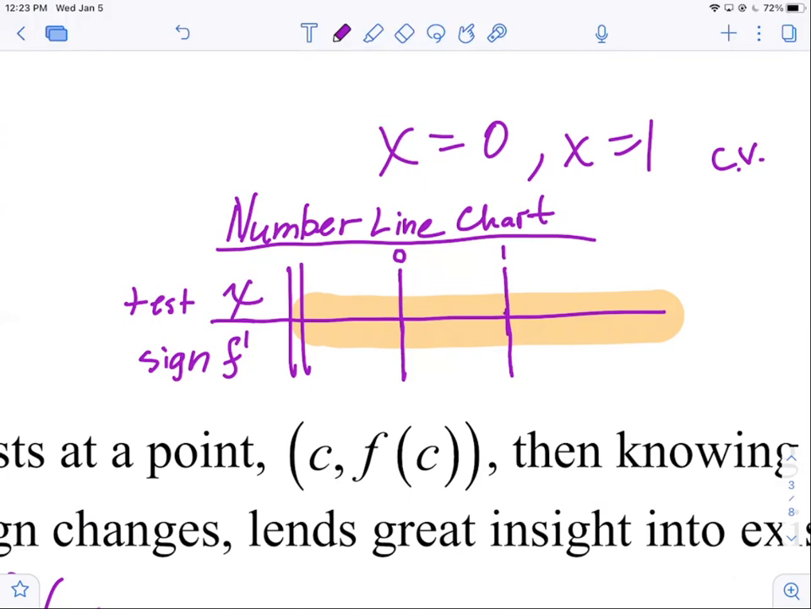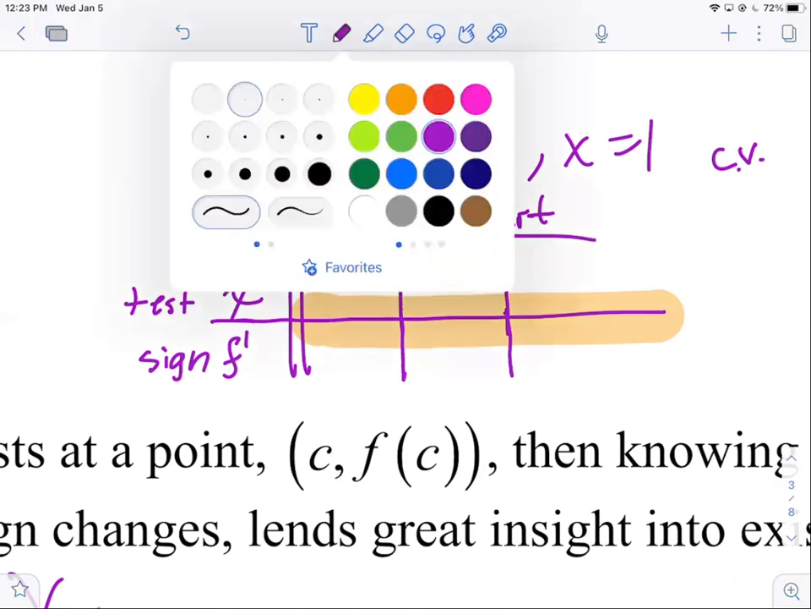So we get to pick our own values. Any number to the left of 0 will work. Any number between 0 and 1 will work. And any number to the right of 1 will work. So make it easy on yourself, right? What number should we pick?